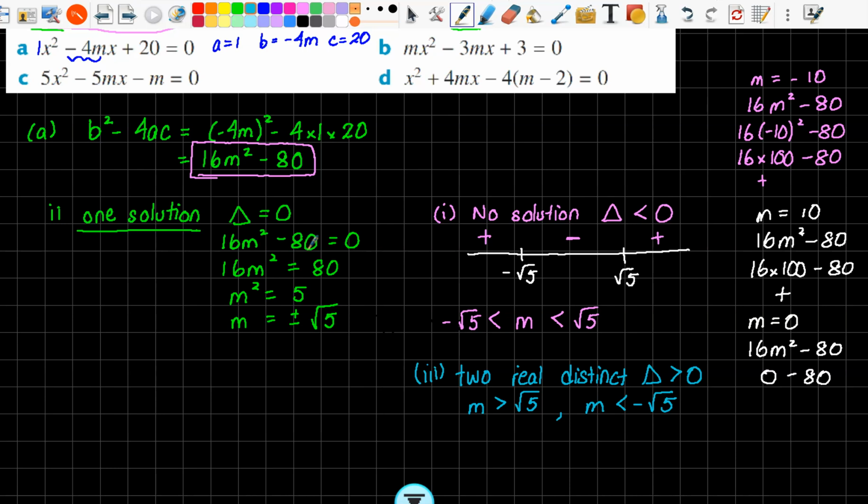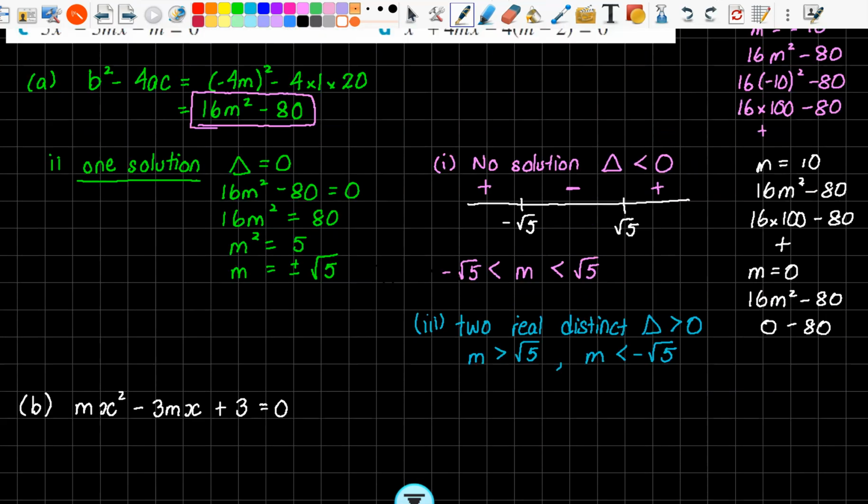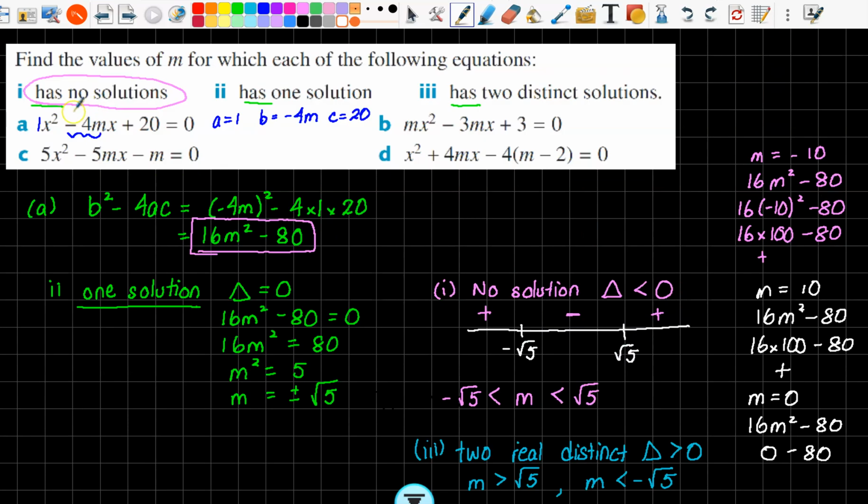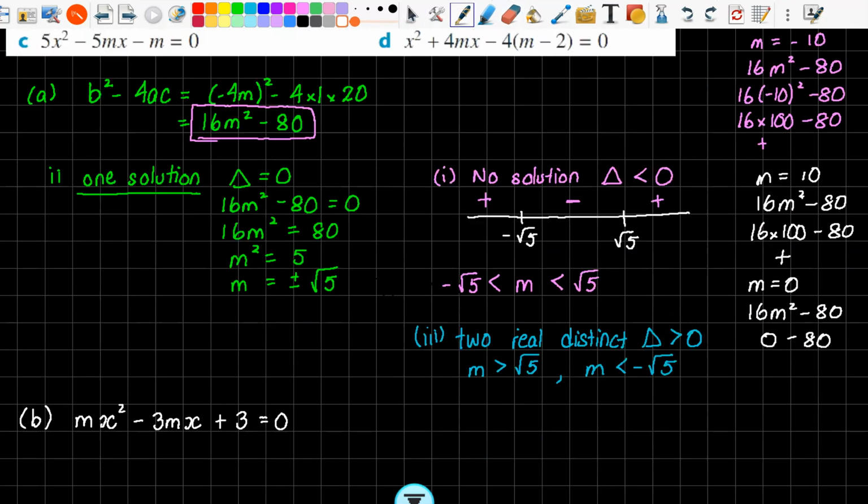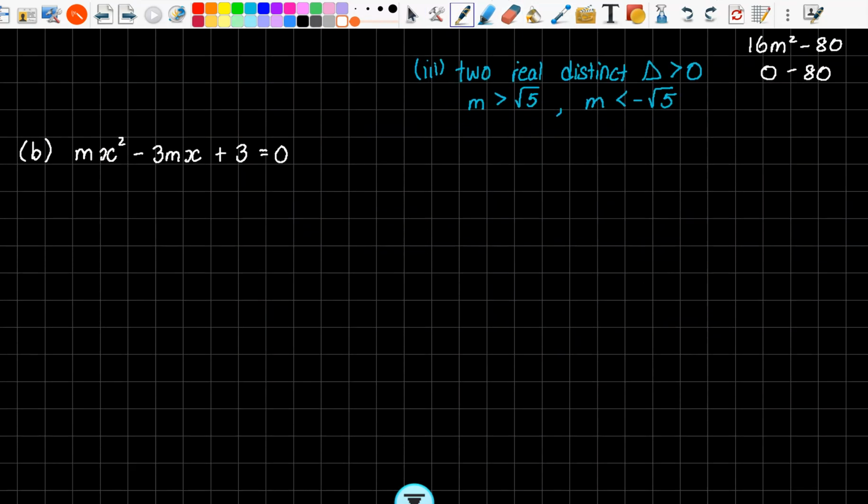So that was a bit of new information. Let's do B. Okay, so this is B, but we're doing exactly the same question. We still want to find when does it have no solution, when does it have one solution, and when does it have two real distinct solutions. So we're going to do part B, which I have now written down over here. The first thing that we are going to do is find the discriminant. So here we go, b squared minus 4ac.